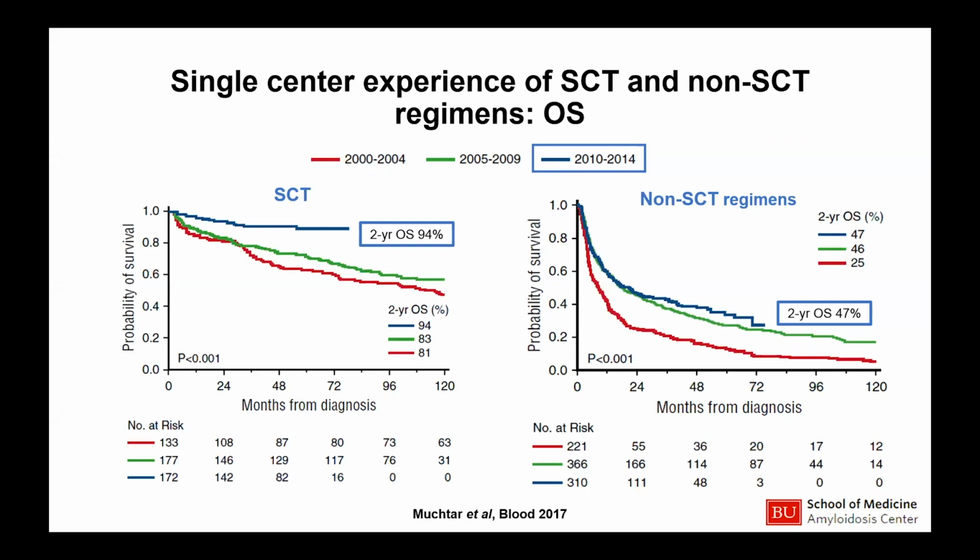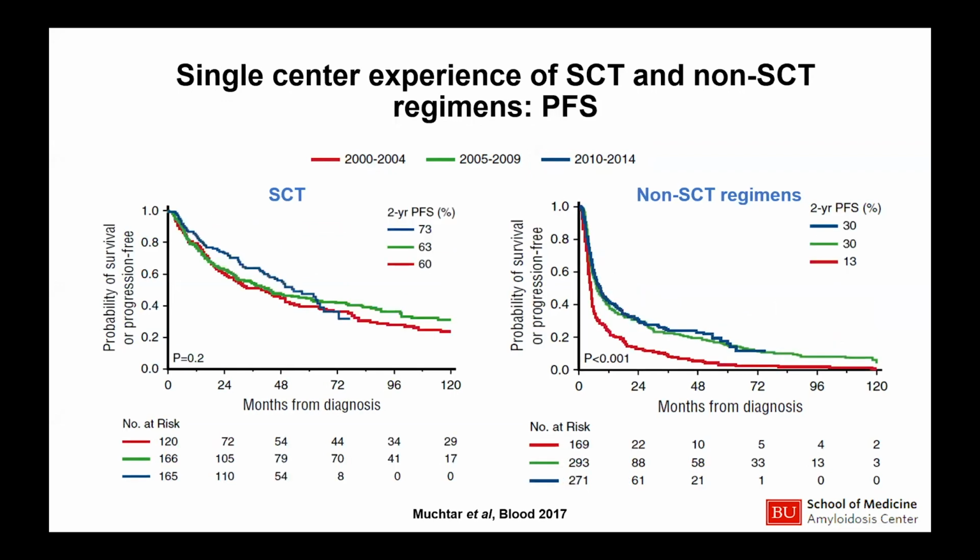Bear in mind, these are not randomized clinical trials. This is experience of Mayo Clinic in the same time period. How about the progression-free survival? Progression-free survival in the same cohort of patients from the later time period of 2010 to 2014, the 2-year progression-free survival was 73% for patients undergoing stem cell transplantation compared to 30% for those who received non-stem cell transplant regimens.